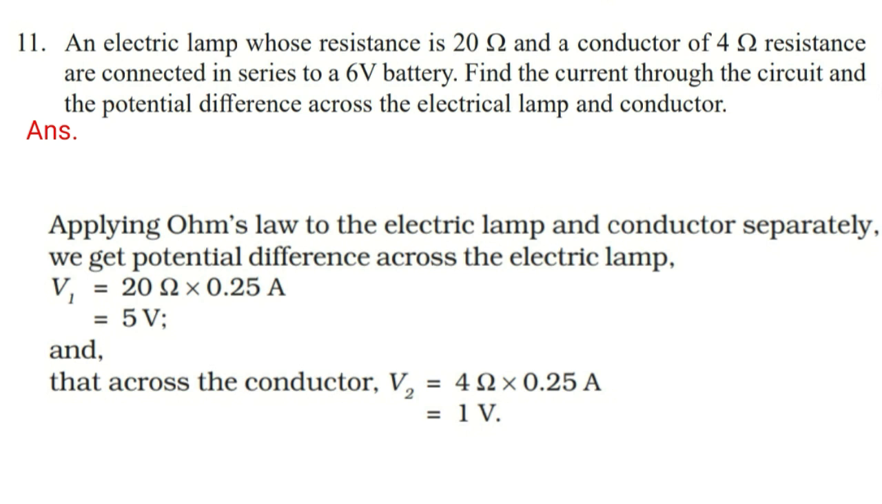Now next we have to find the potential difference across the lamp and the conductor. For that, let us consider the first resistance, that is 20 ohms. The potential difference V1 is equal to 20 ohms, the resistance, into 0.25 amperes, which is the current flowing through the circuit. By simplifying this, we will get 5 volts. And across the conductor, V2 is equal to 4 ohms into 0.25 amperes. By simplifying this, we will get 1 volt.